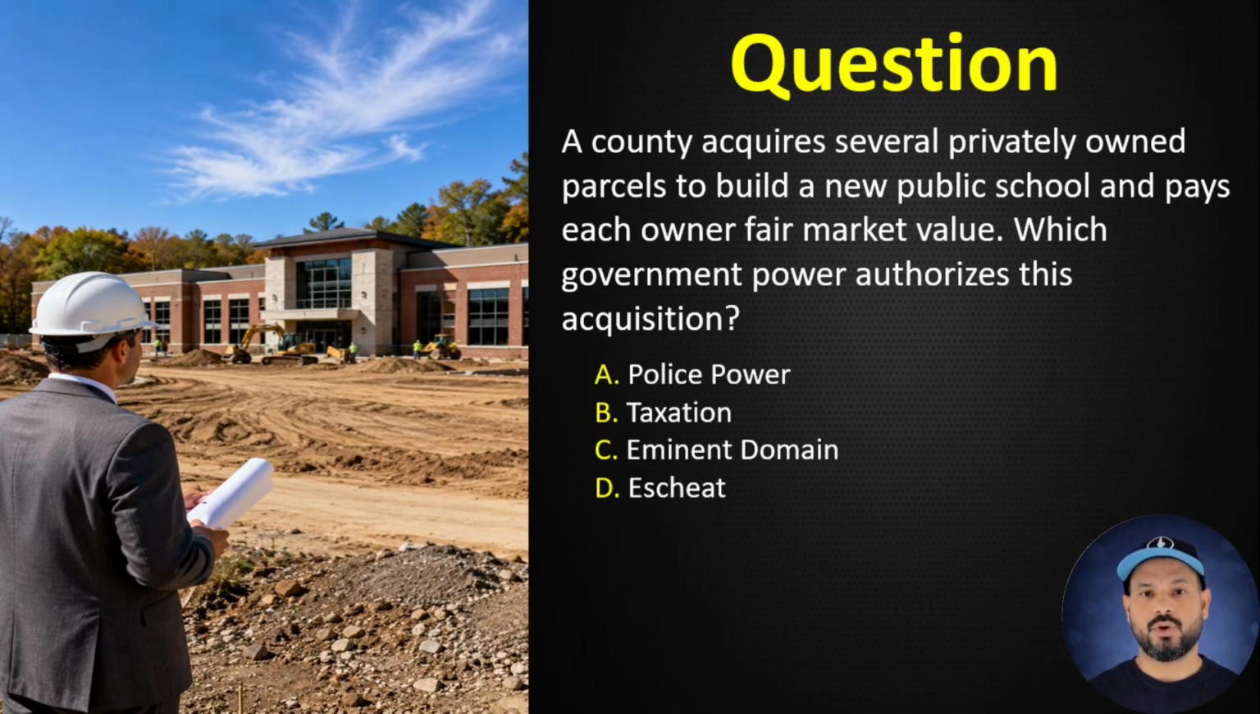Question number 44. A county acquires several privately owned parcels to build a new public school and pays each owner fair market value. Which government power authorizes this acquisition? A, police power, B, taxation, C, eminent domain, D, escheat. Correct answer C, eminent domain. Eminent domain permits government acquisition of private property for public use with just compensation.